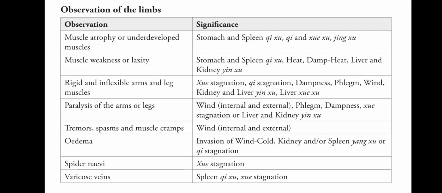For paralysis of the arms or legs, there's wind, whether internal or external, phlegm, dampness, blood stagnation, or liver and kidney yin deficiency. For tremors, spasms, and muscle cramps, that's wind that is internal and external. For edema, there's invasion of wind cold, kidney or spleen yang deficiency, or qi stagnation. For spider nevi, that's blood stagnation, and varicose veins is spleen qi deficiency and blood stagnation.